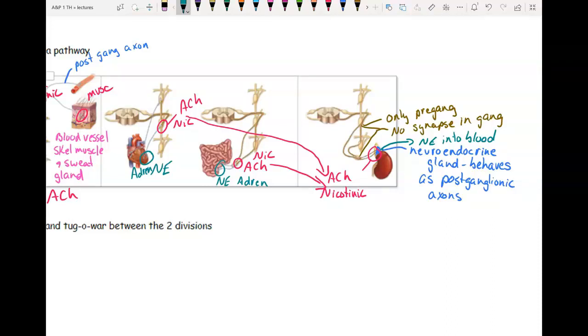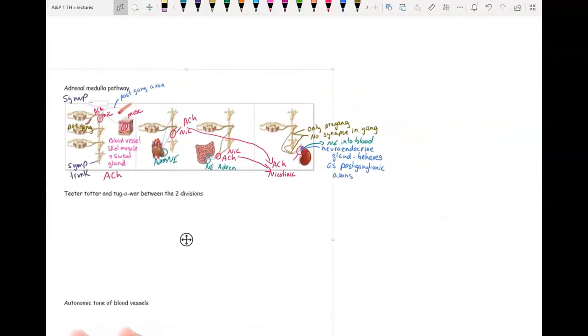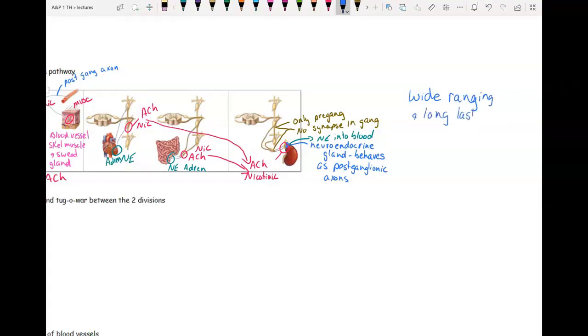And remember, this is what then gives you that wide-ranging response where you reach all of your effectors and that long-lasting response. So this adrenal medulla pathway gives you a wide-ranging and long-lasting response. That's why your heart's still pounding for a few minutes after you've been frightened. That's why it takes a while to calm down when you get angry.